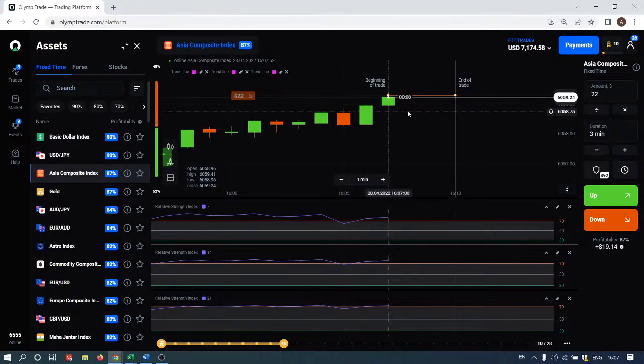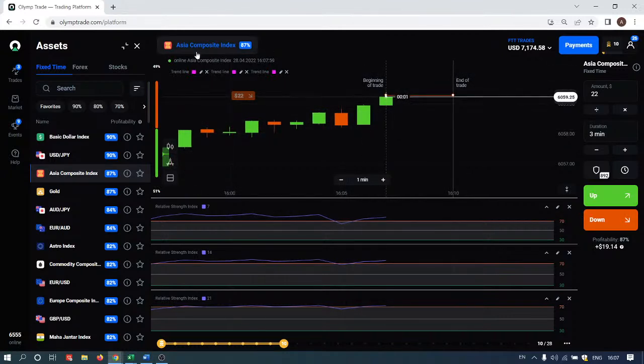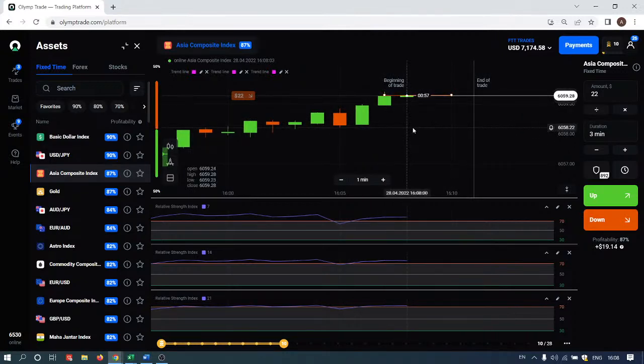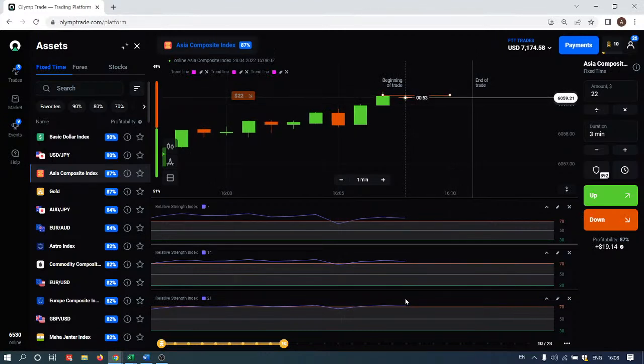Okay, guys, my next trade here, according to the strategy, is a trade on the Asia Composite Index, and this trade is in the downwards direction. For simplicity, let's call this setup number 1.